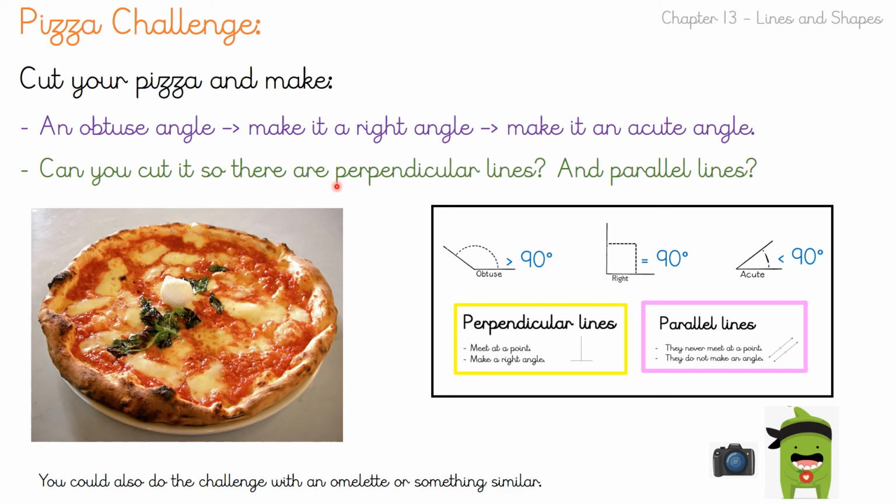Can you cut your pizza so there are perpendicular lines? Think about it really carefully, because we know that if we can find the right angle, then we can find, well done, we can find perpendicular lines. And your last question is, can you cut it so there are any parallel lines? Have a go and make sure you have a lovely supper or lunch.